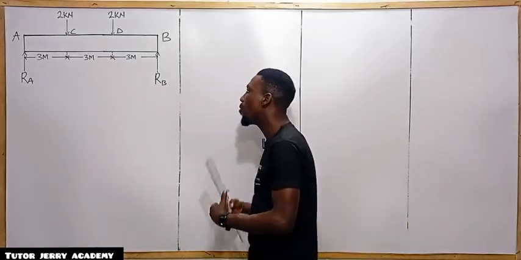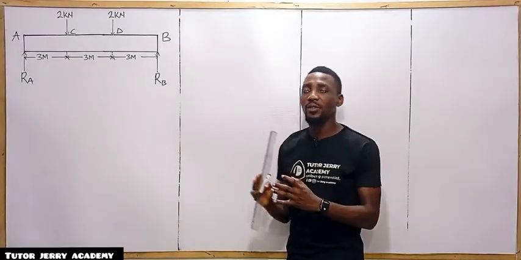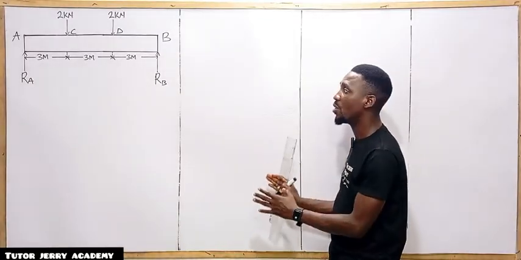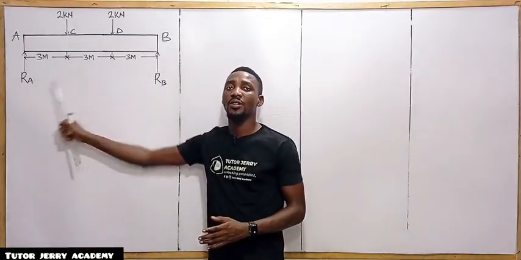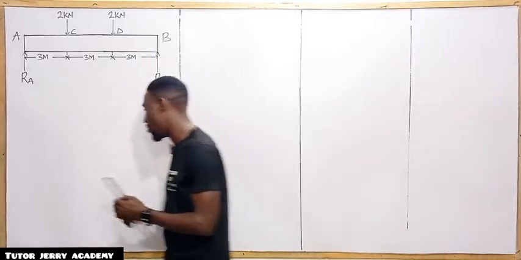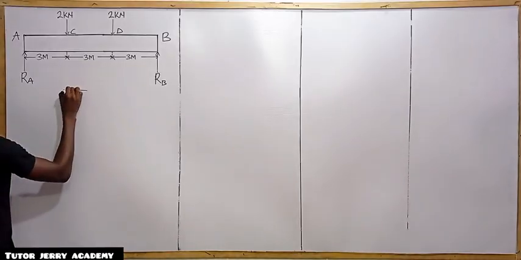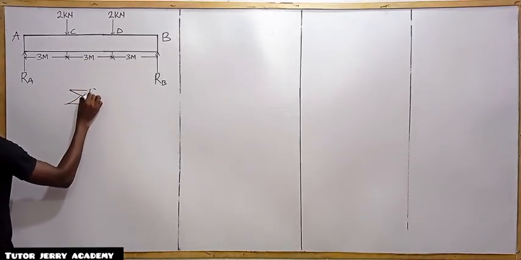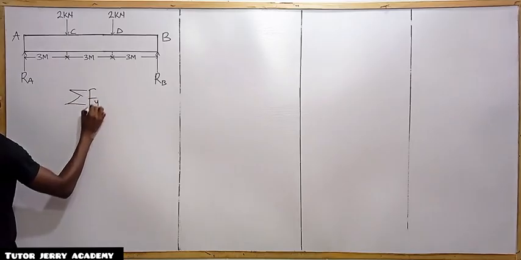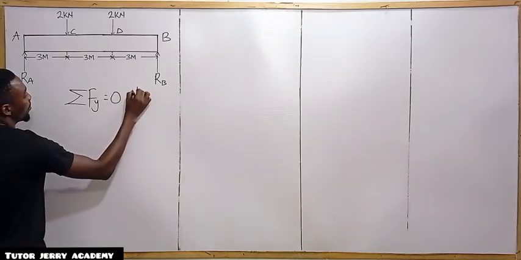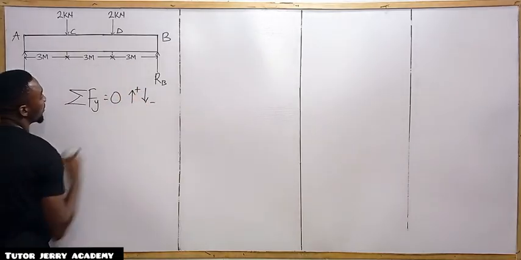All right, so we know if you are using any method to draw a bending moment and shear force diagram, you must always calculate first the reaction at the support. So let's do that. The first thing we are going to do is to take the summation of our vertical forces to be equal to 0. And then we are taking upward force positive and downward force negative.